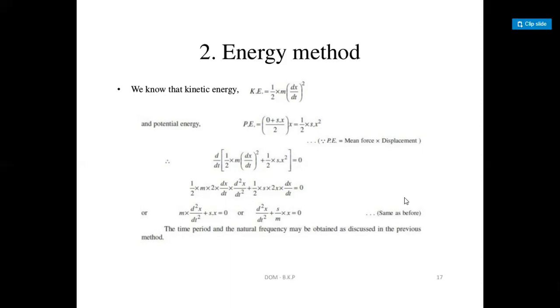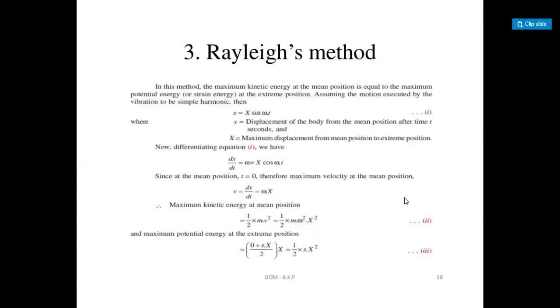Now, the second method is the Rayleigh method. In the Rayleigh method, the maximum kinetic energy at the mean position is equal to the maximum potential energy at the extreme position, assuming the motion executed by the vibration to be simple harmonic.